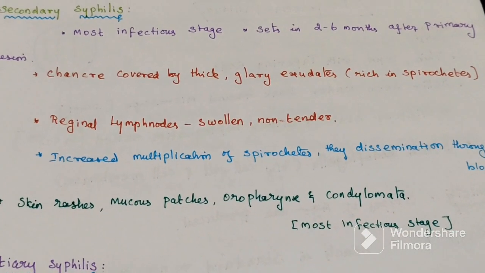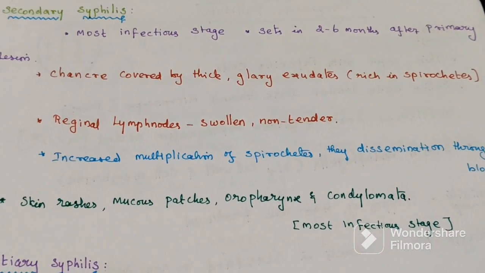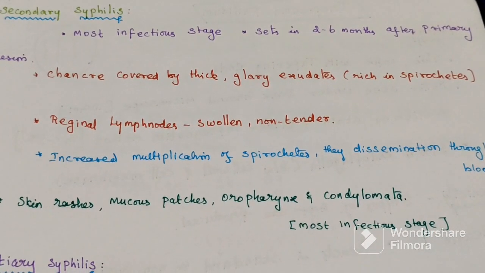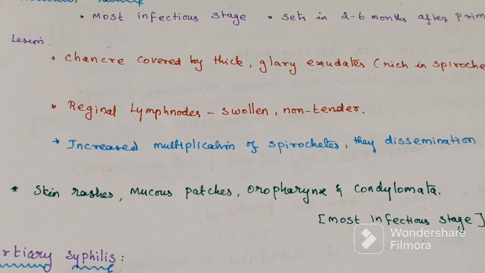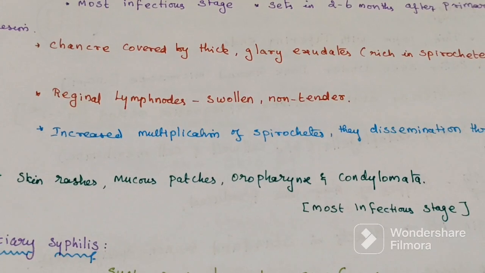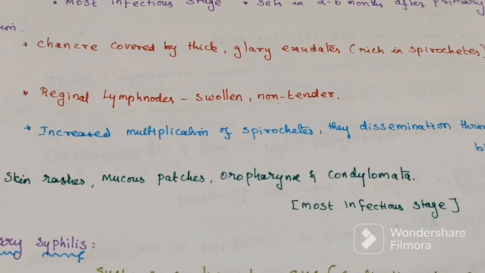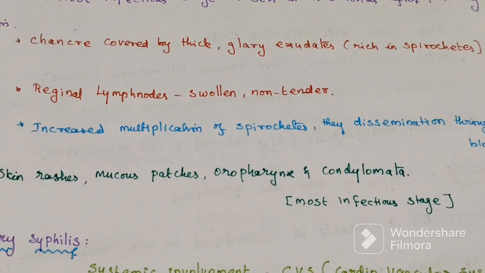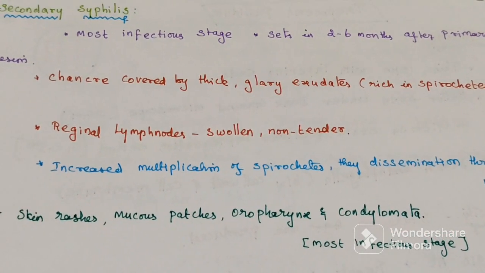Condyloma are present at the mucocutaneous junction. These are the three characteristic lesions of secondary syphilis. It is the most infective stage of syphilis. So it causes skin rash, mucous patches in the oropharynx, and the last one is condyloma. These condyloma are maculopapular rashes in the skin fold area, present at the mucocutaneous junction. This is the most infective stage.